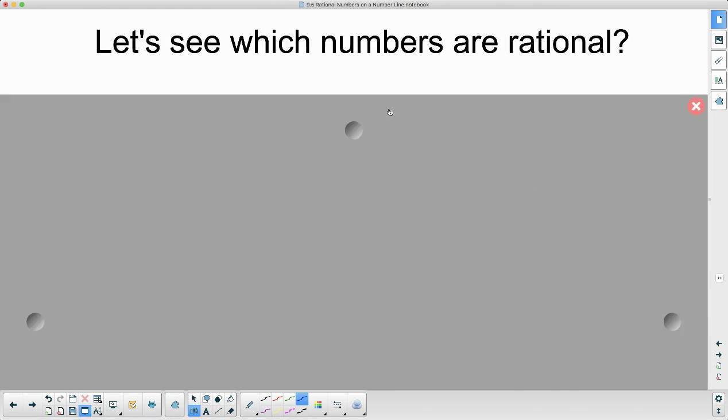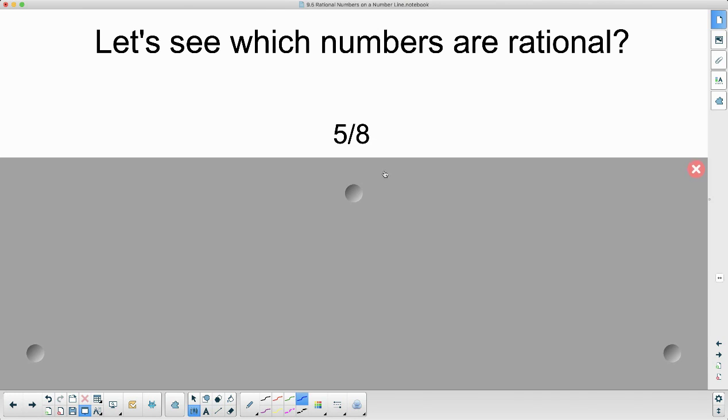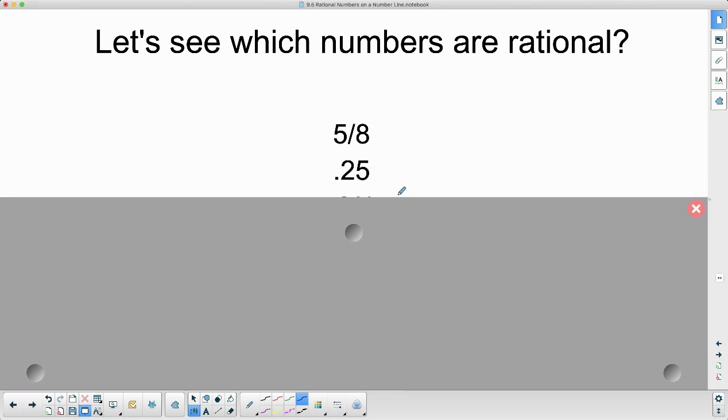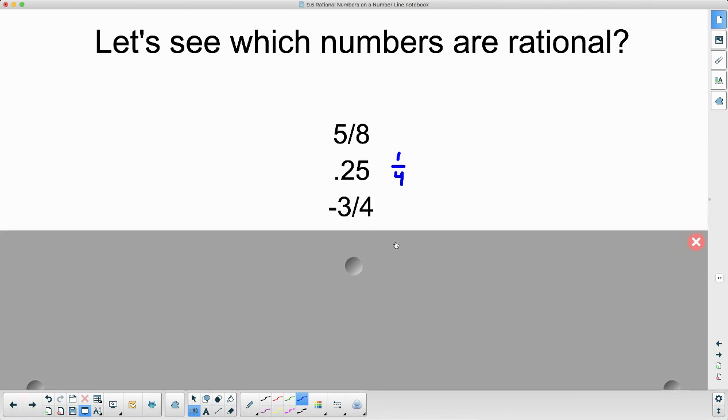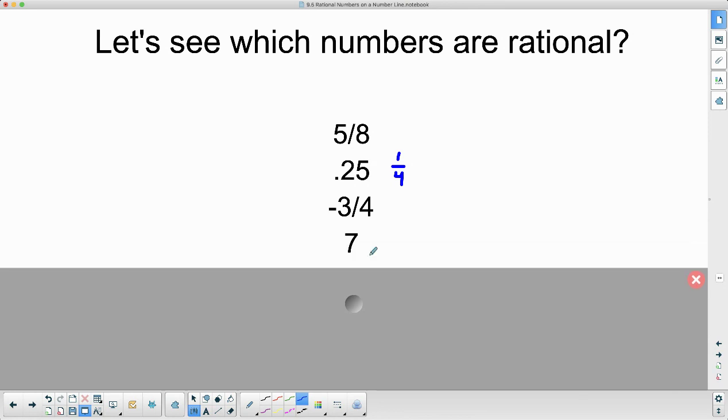Here are some examples of rational numbers. 5/8 is a fraction. That's rational. 0.25, I can write that as a fraction, so that's rational. Any decimal can also be considered a rational number. -3/4 is a fraction and rational. 7 is an integer because it's whole, but I can also write 7/1 and turn it into a fraction. So yes, it's an integer, but it's also a rational number.